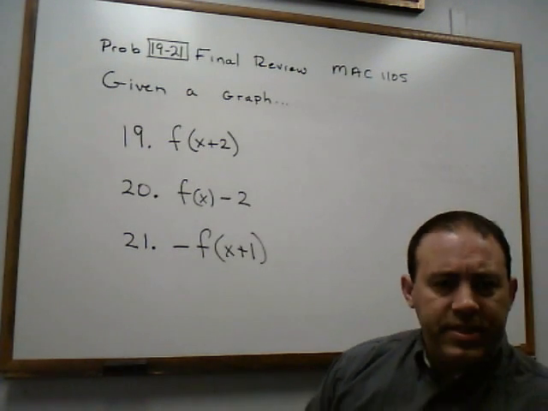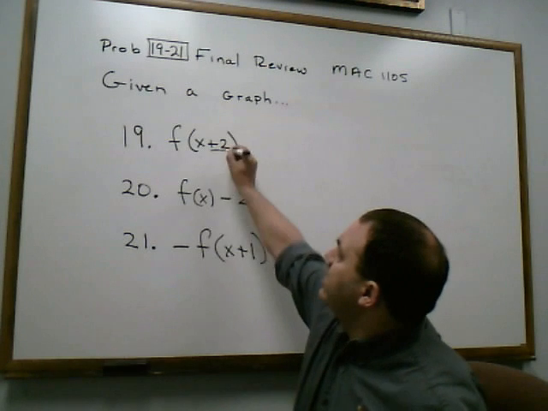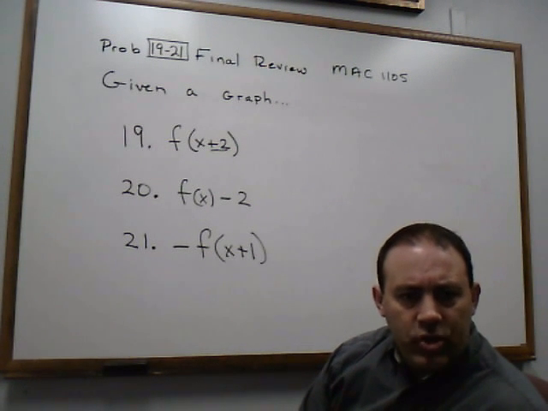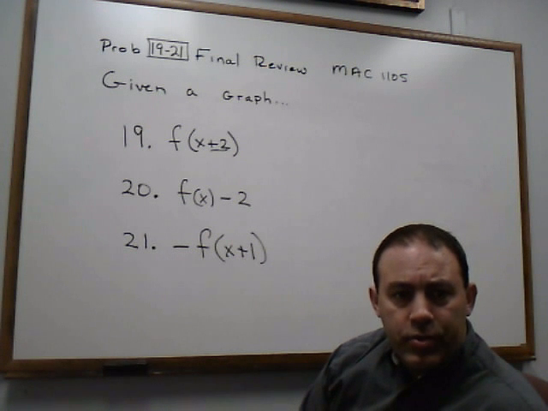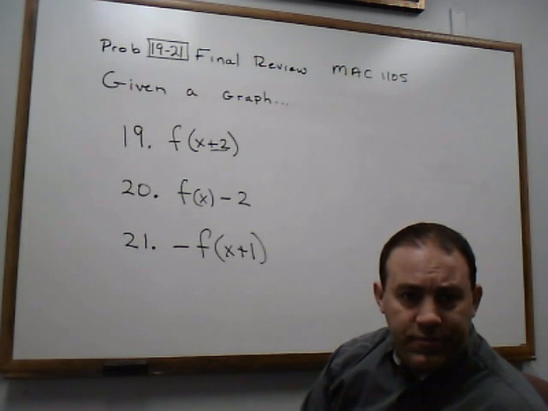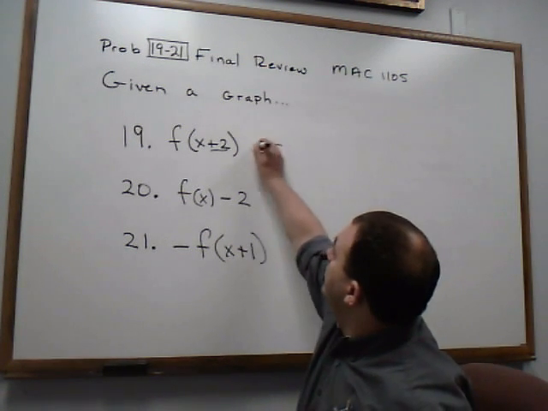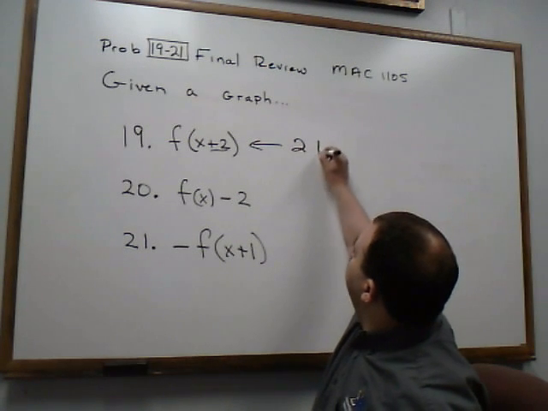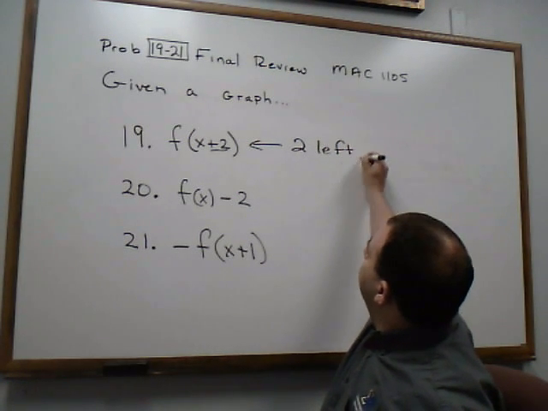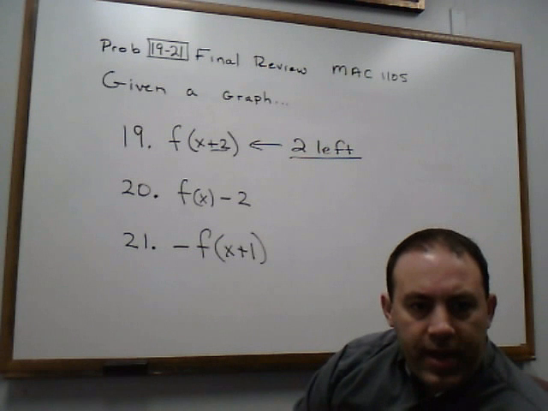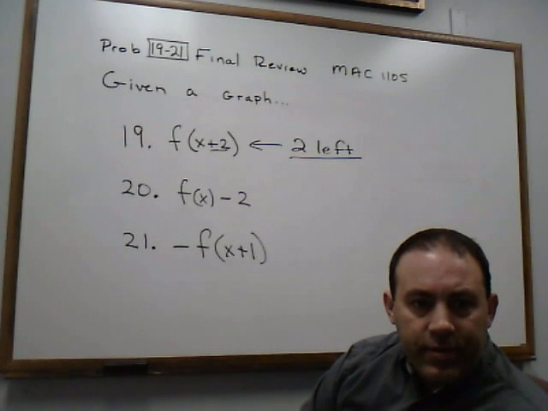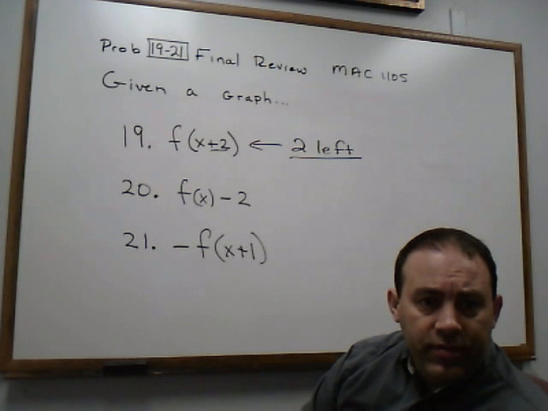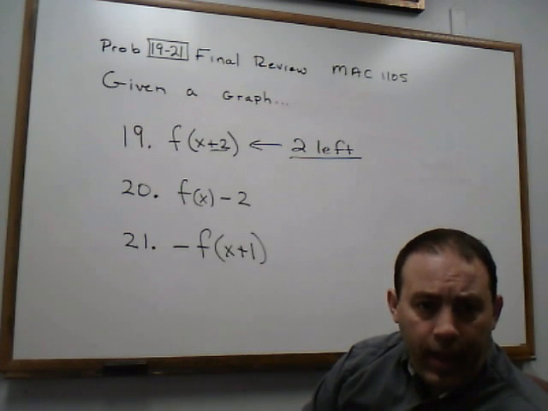In problem 19, for example, we're being asked to take f of x and shift it 2 inside the function. A plus 2 shift inside the function is a shift 2 left. So in problem 19, you'd want to look for a graph that looks just like the original graph, only shifted 2 spaces to the left, and that would be choice A.